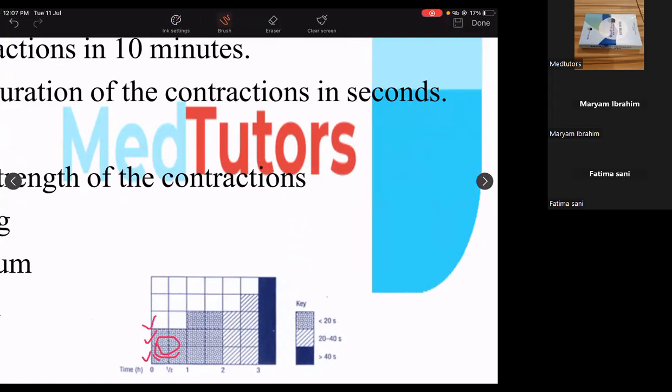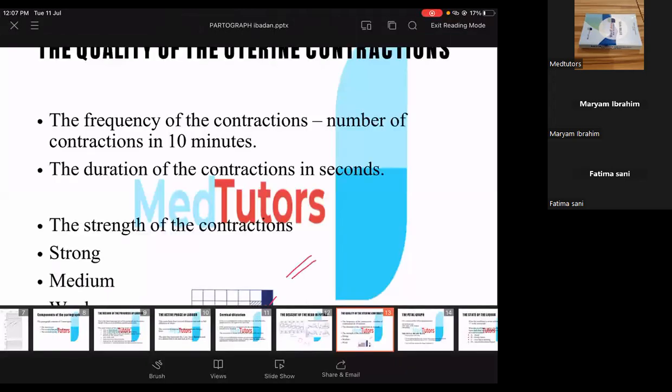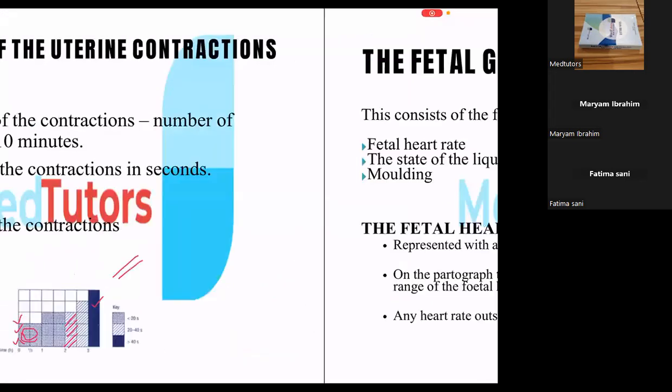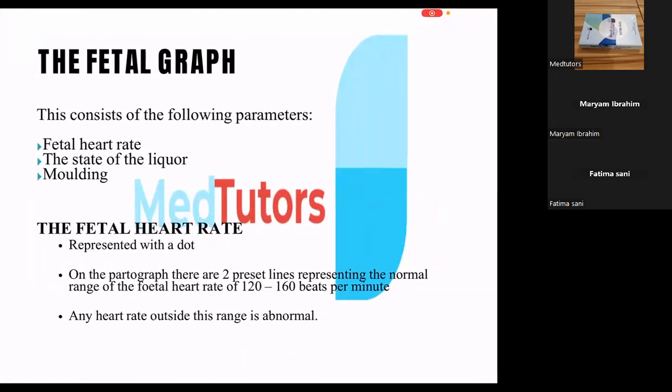And then if her contractions are lasting 20 to 40 seconds, then you make strokes like demonstrated here. And then if the contractions are lasting more than 40 seconds, then you shade the box completely as demonstrated here. So that is about the progress of labor.